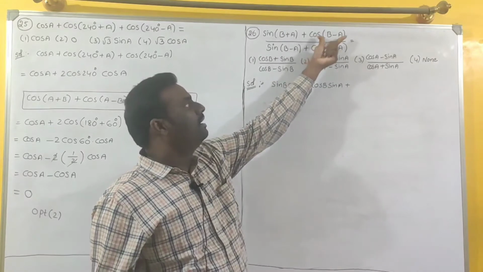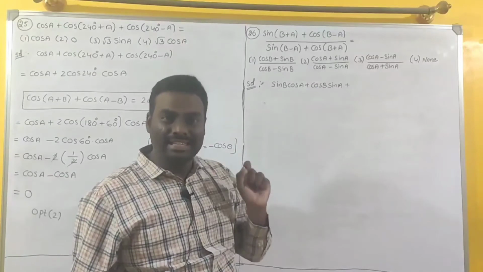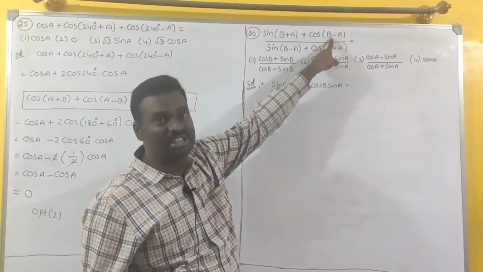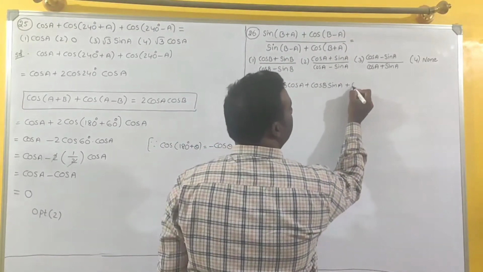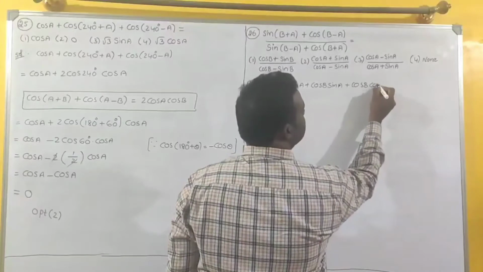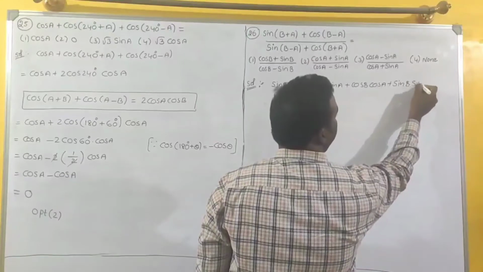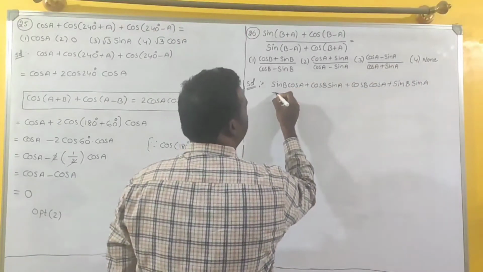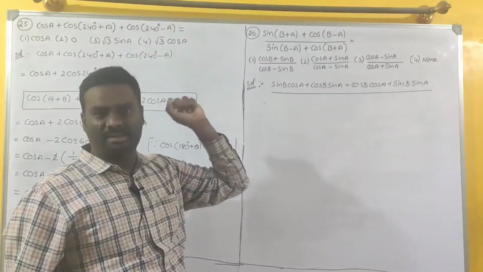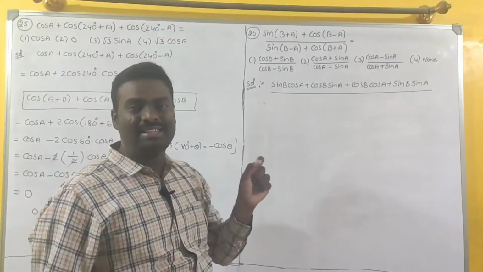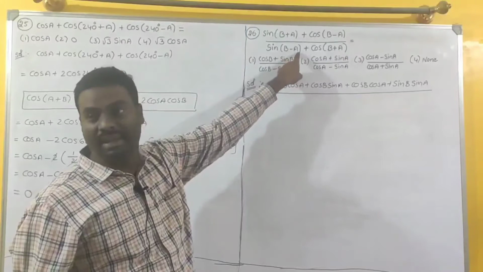Plus. Now this is which formula? Cos of A minus B: cos A cos B plus sin A sin B. But in place of A, you can substitute B. In place of B, you can substitute A. Now, cos B cos A plus sin B sin A. Now, the denominator. This is in the form of sin of A minus B: sin A cos B minus cos A sin B. But in place of A, B is there. In place of B, A is there.